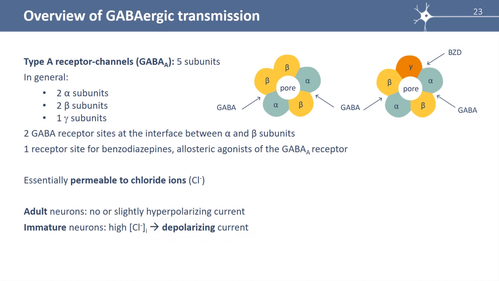So remember that the effect of the chloride current depends on the respective values of the equilibrium potential of chloride ions and of the membrane potential at which the current is recorded.